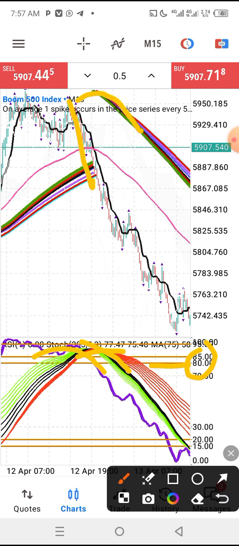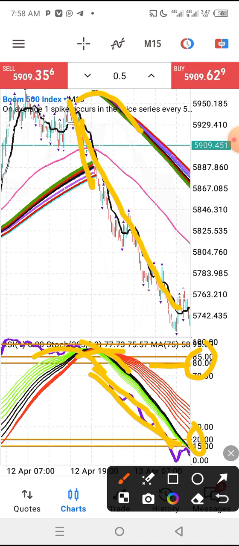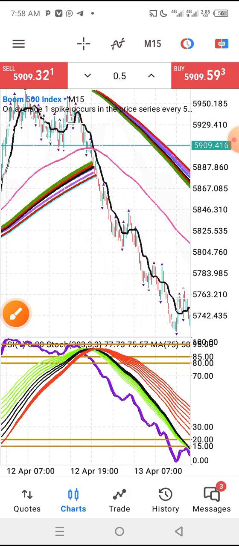So upon that, that is your entry point. Once you enter, the market will keep going down. Where is your exit point? When this blue line comes below the 20 level. Once it enters below the 20 level, you exit. All right, so let's see another sell scenario.